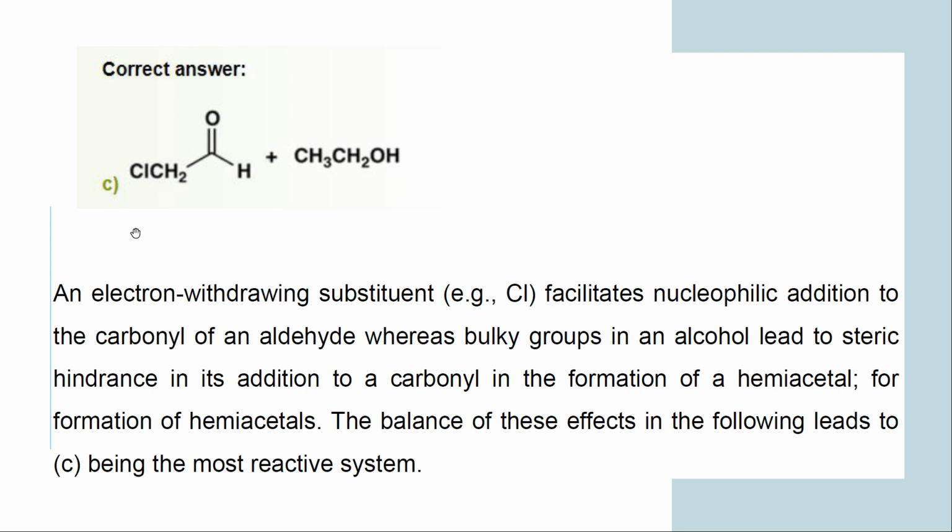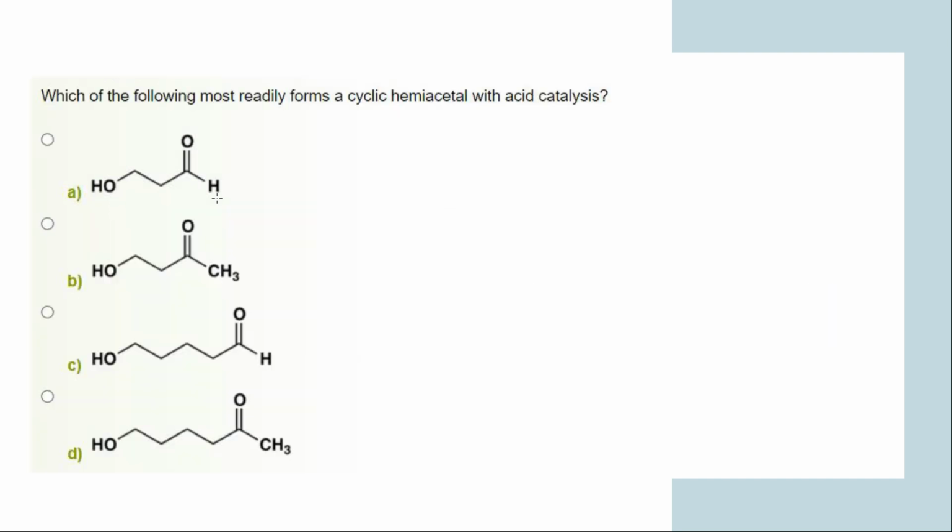And it says an electron withdrawing substituent facilitates nucleophilic addition to the carbonyl of an aldehyde. Whereas when it comes to alcohol, bulky groups in an alcohol lead to steric hindrance in its addition to a carbonyl. This is why a balance of both these two facts will lead to option C being the correct answer. Okay, I hope this was clear to you. And then let us move to the next question.